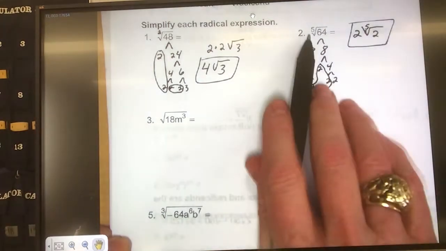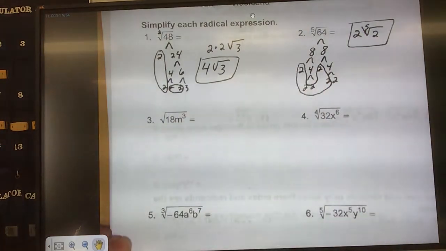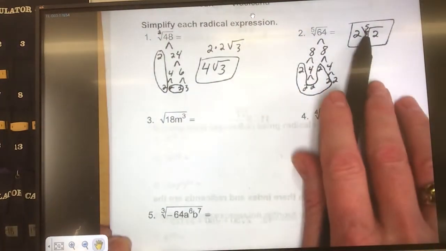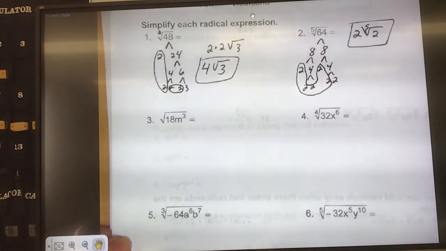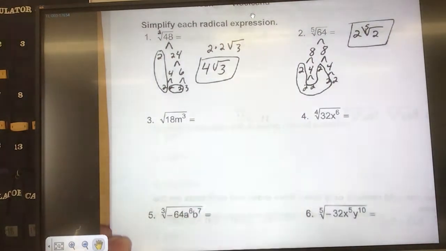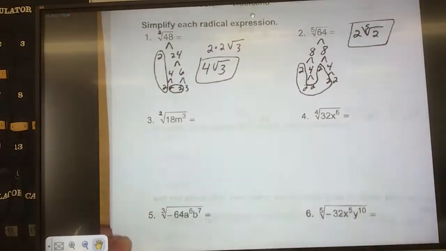So this right here tells me, like that one told me to look for pairs, this one told me to look for groups of 5. Okay, then you have to put that 5 right back on your answer. It's not a square root, it's a 5th root. Okay, this one here is a what root? Square. There's nothing there, so I can go ahead and put it on there.